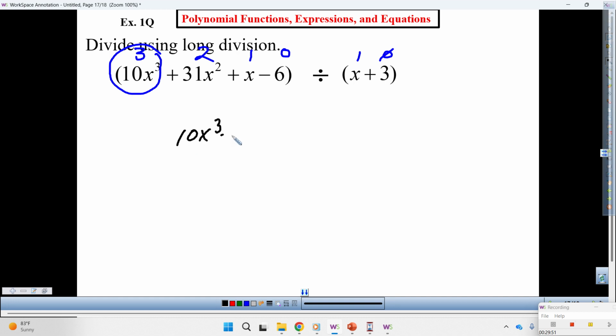10x cubed plus 31x squared plus x minus 6 divided by x plus 3. Hands if you set that up like that. All right, thank you. Next, what number times x gives us 10x cubed? Tell your neighbor. What number times x gives us 10x cubed?